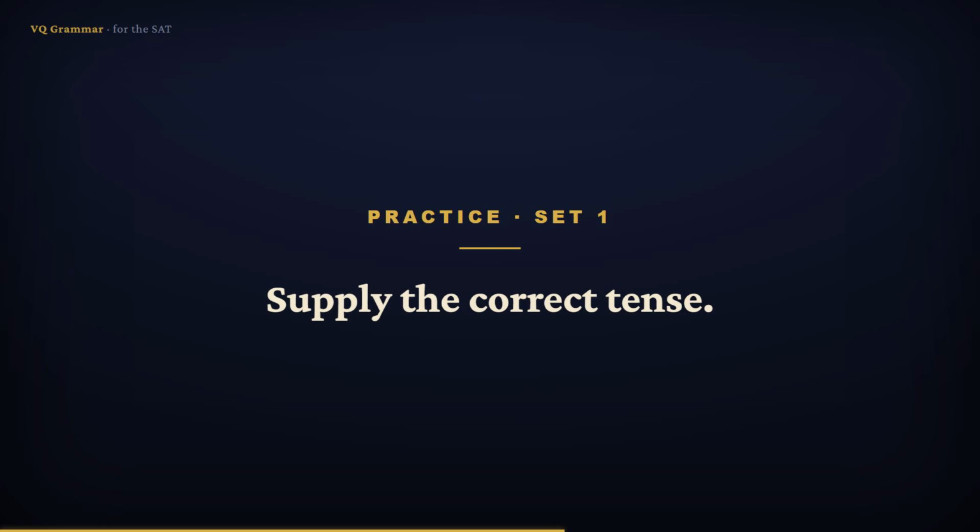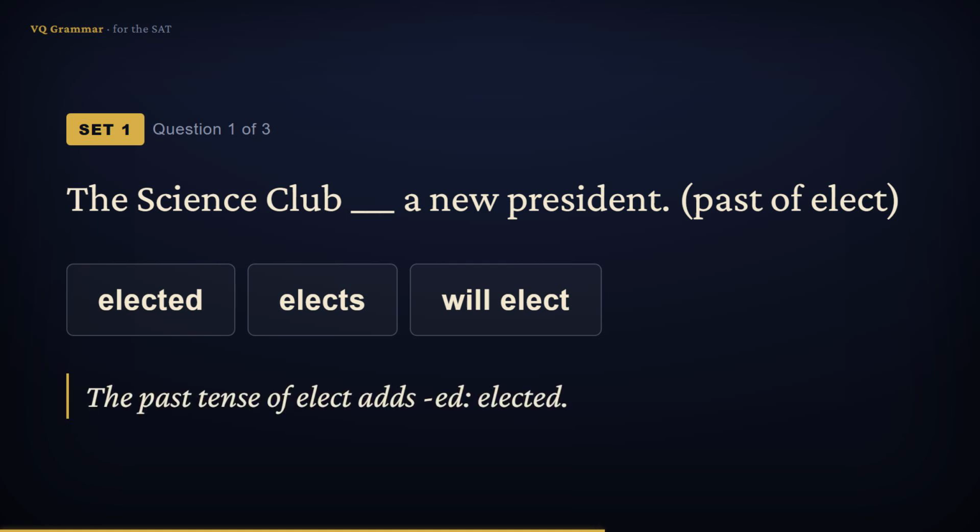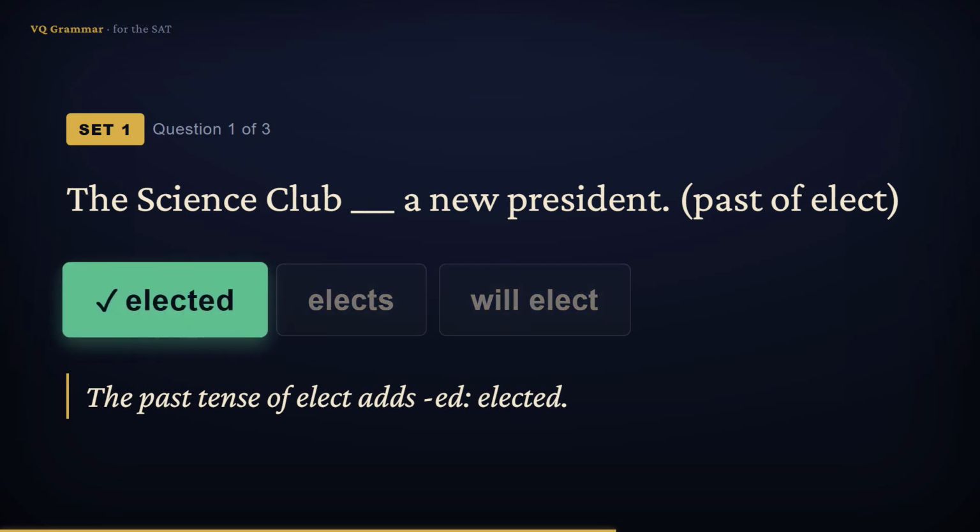Let's practice. Choose the form that fits the tense in parentheses. Pause and try before I answer. The Science Club blank a new president. Past tense of elect. Elect is regular, so add ed. Elected. So the answer is elected.